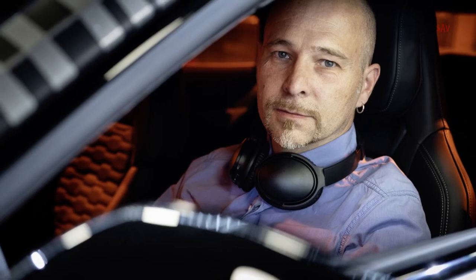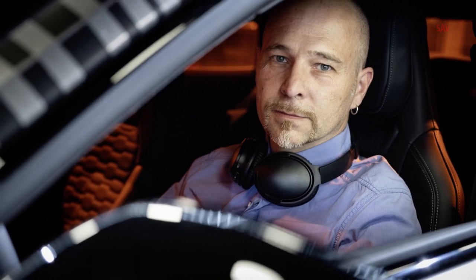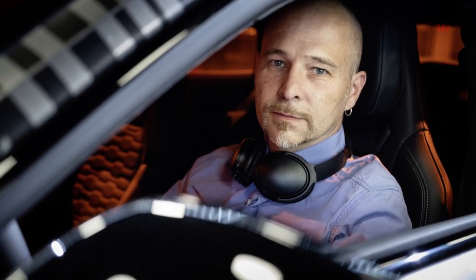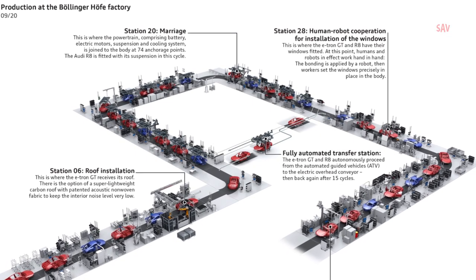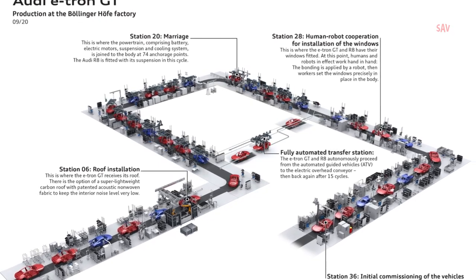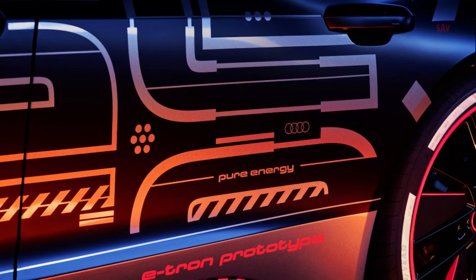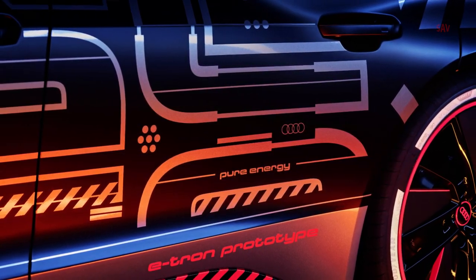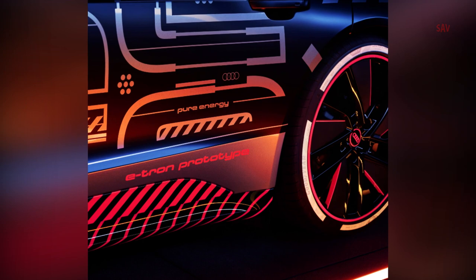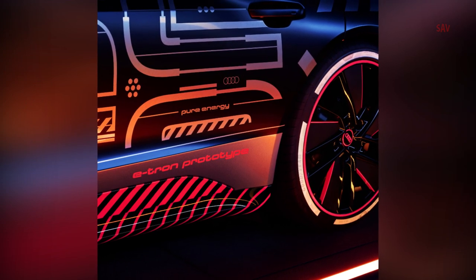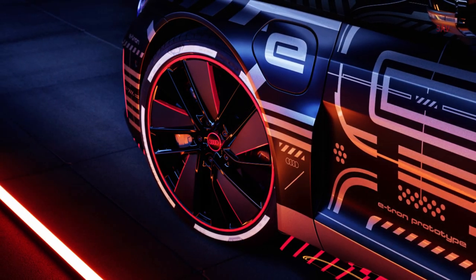The next stage sees experienced welders achieve a perfect seam by hand. Inline correlation-free measuring, an all-time first, guarantees even greater precision. Measurements are taken from 350 different points on the e-tron GT body, yet another innovation that is unique across the group. This ensures the highest quality standards for the new fully electric sports car.